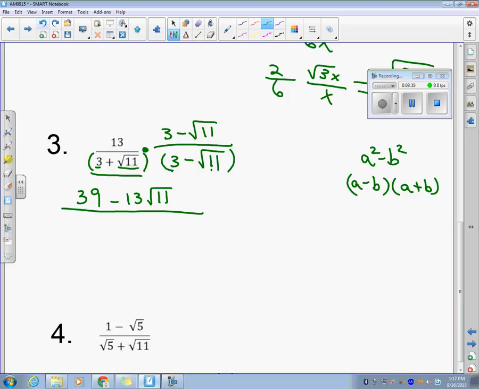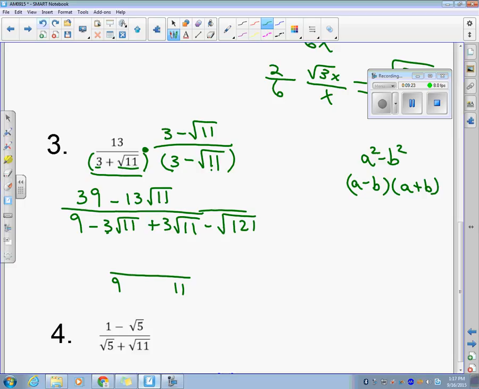You remember first, outer, inner, last? So 3 times 3 is 9. 3 times the negative square root of 11 is minus 3 square roots of 11, because 3 is outside and 11 is inside, so they stay there. Plus 3 square roots of 11. Okay, and here's what we had a question about a little earlier. This is really the square root of 121, because 11 times 11 is 121. But isn't that just 11? So we're going to write that as 11, and the 9 is going to stay down there.